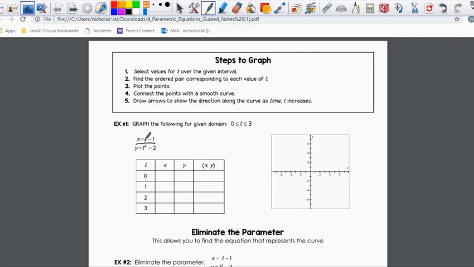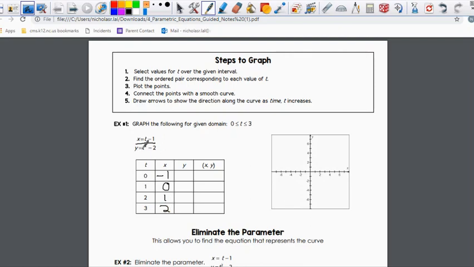So when t is 0, plug 0 in for t, x is equal to 0 minus 1. So 0 minus 1 is negative 1. When t is 1, 1 minus 1 is 0. 2 minus 1 is 1. And 3 minus 1 is 2.